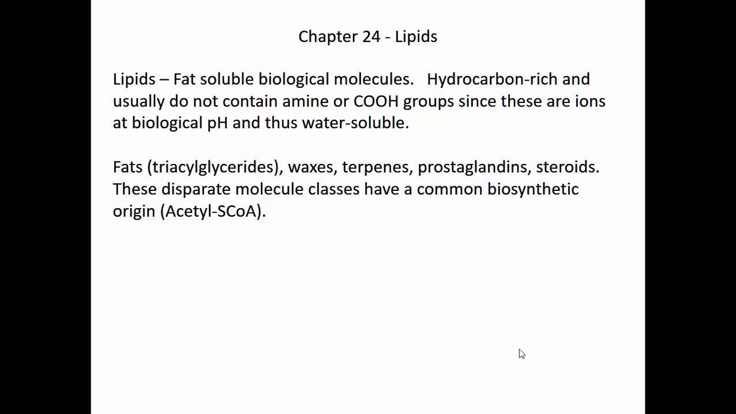They're typically very hydrocarbon rich and usually do not contain amine or carboxylic acid groups, since these groups would be ionized at biological pH and thus they would tend to be more water soluble. Okay? All right, so fats come in a variety of classes. Triacylglycerides are classically what you think of as fat molecules, and other nonpolar organic molecules that also fall into the class of lipids include waxes, terpenes, prostaglandins, and steroids.